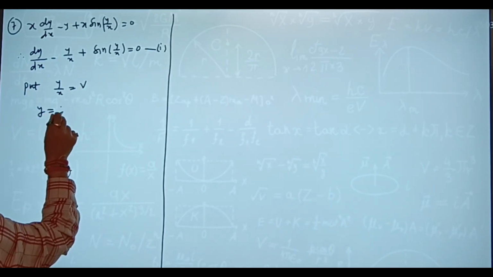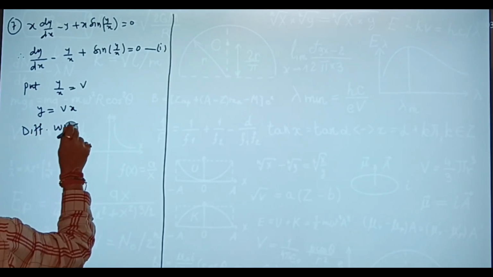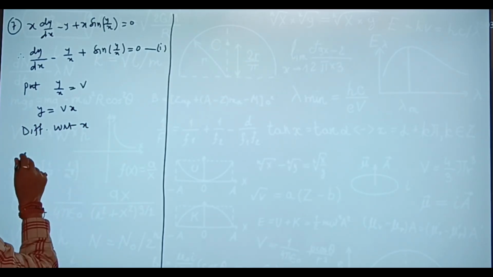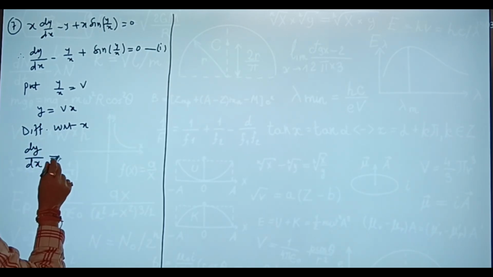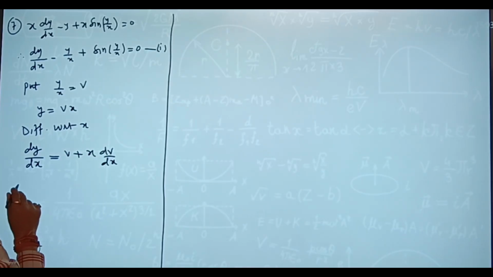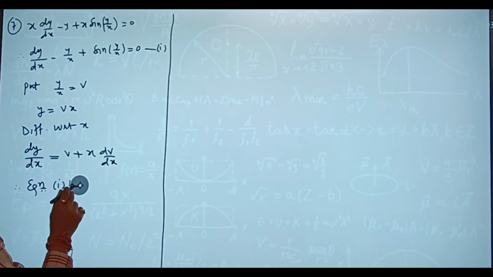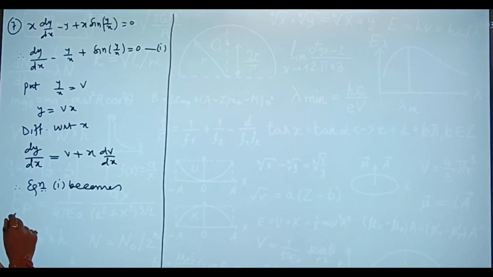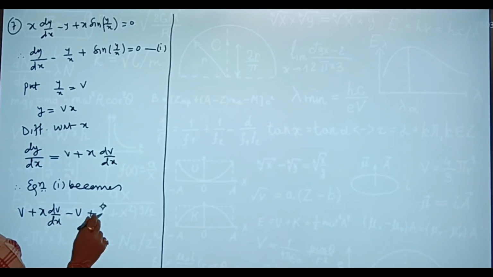So y is what? vx. Differentiating with respect to x. So dy by dx is equal to v plus x dv by dx. Therefore, equation 1 becomes v plus x dv by dx minus v plus sin v is equal to 0.